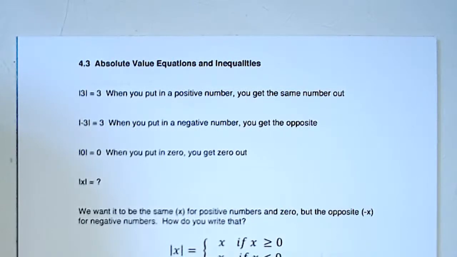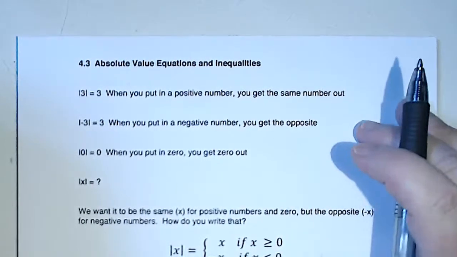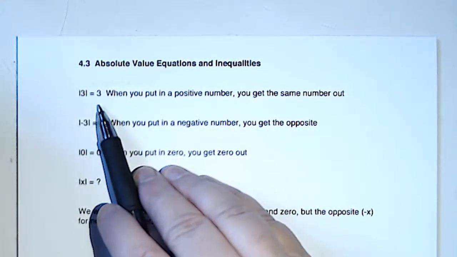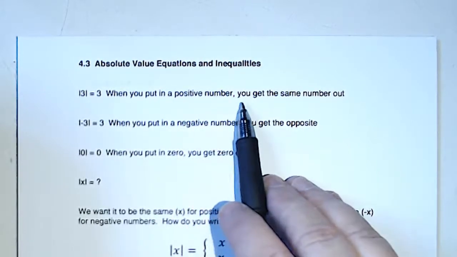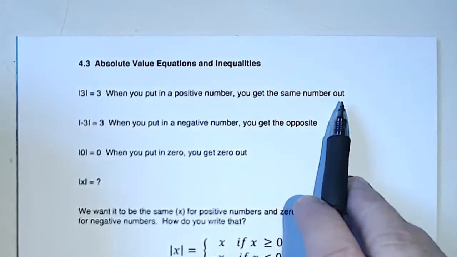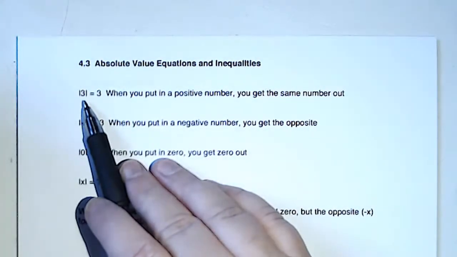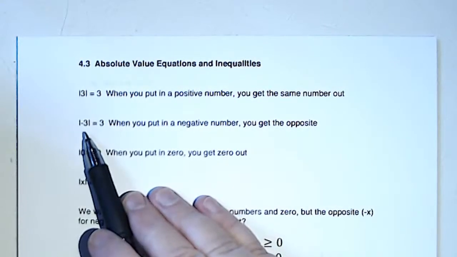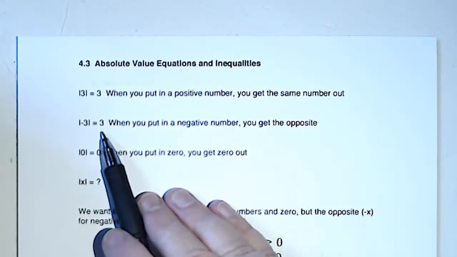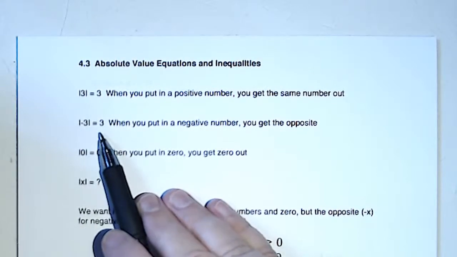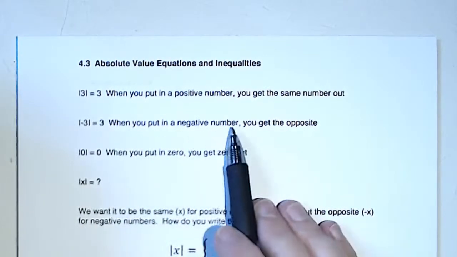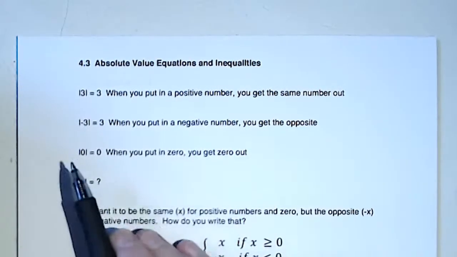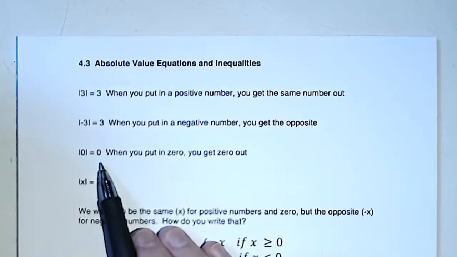So first off, we start with absolute value, as you've noted before. The absolute value of 3 equals 3. When you put in a positive number, you get the same number out. So that's an important distinction. Absolute value of a positive number does not change the number. However, if I take the absolute value of -3, I get +3. So negatives go in and positives come out. When you put in a negative number, you get the opposite number as an answer. And then if you plug in 0, you get out exactly the same number.